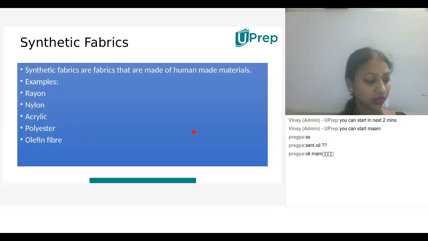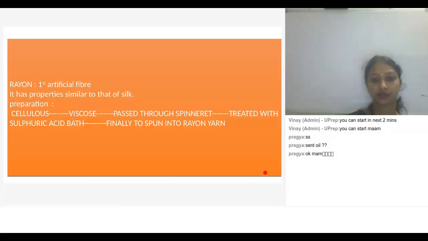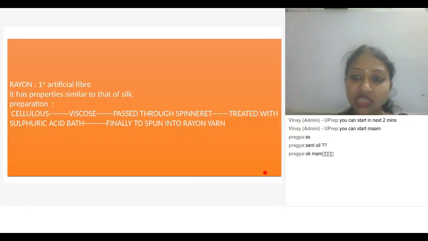Understood, ma'am. Yes. Can we go with the first one? Rayon? Yeah, ma'am. So rayon is nothing but a synthetic fiber. Rayon is the first artificial fiber. It has properties similar to that of silk, and this is the preparation of it.